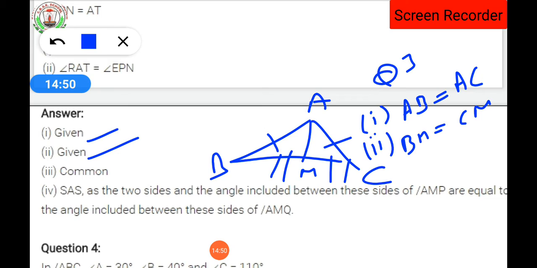Now in the third part of this question, AM is equal to AM. So what is the reason? AM is equal to AM, that means it is a common side for both the triangles ABM and ACM.